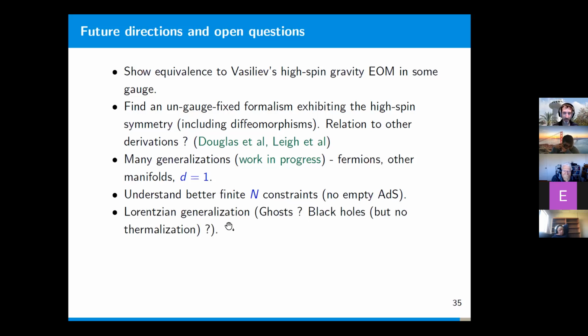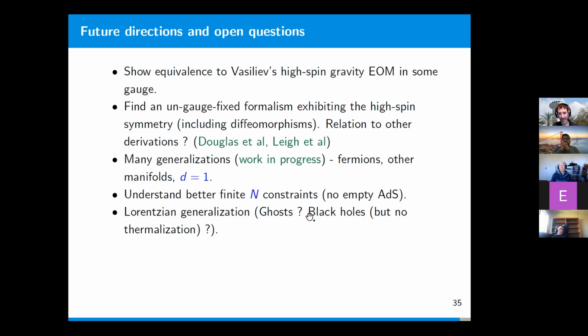As we already briefly discussed, it would be very nice to generalize this to the Lorentzian case. Then we have to use representations of the Lorentzian conformal group, and that's work in progress. The nice thing to understand there would be to show that these ghosts that we seem to get decouple and that we reproduce the correct Hilbert space.